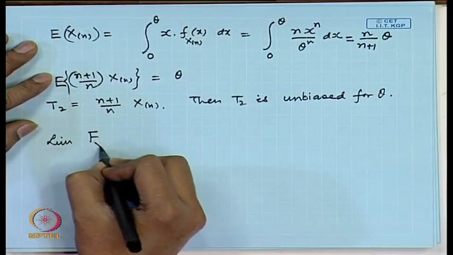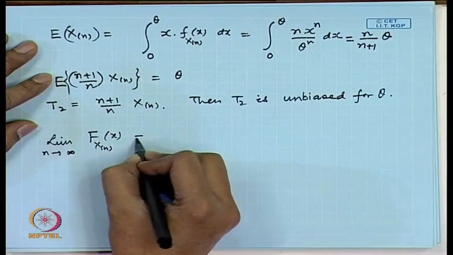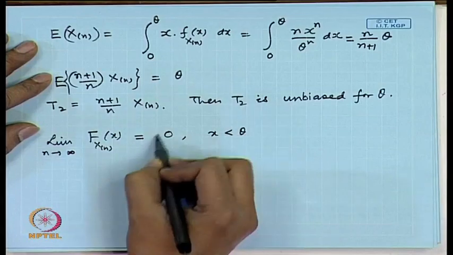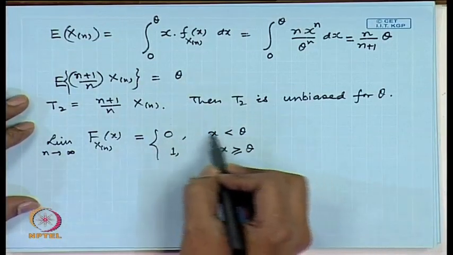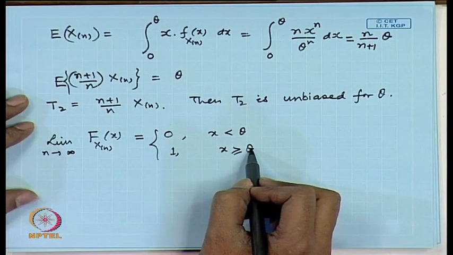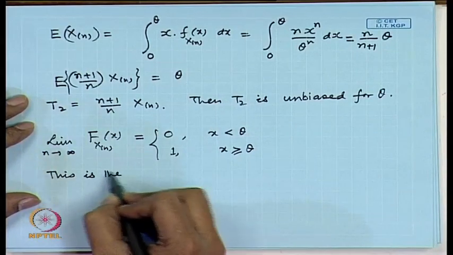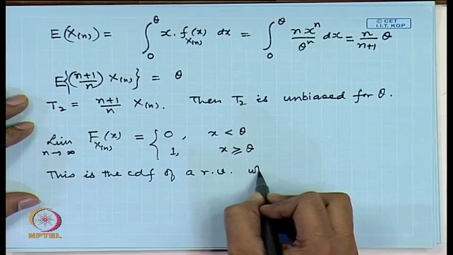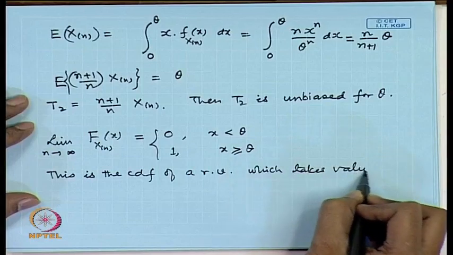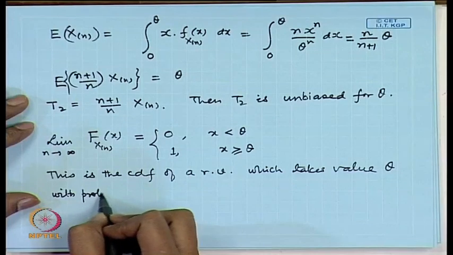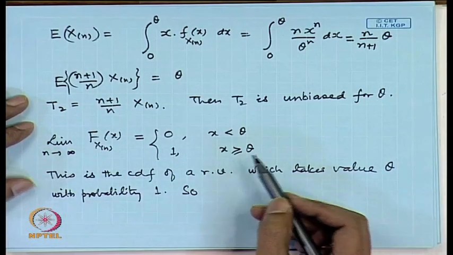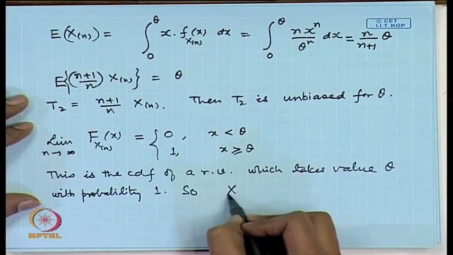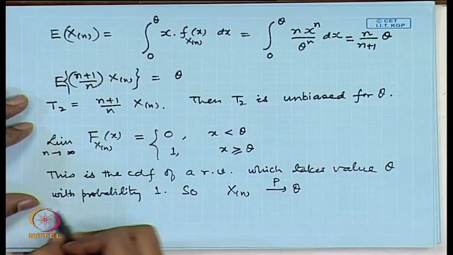So, if I consider, say, the limit of F of X_(n) as n tends to infinity, then this is equal to 0 for x less than theta, and it is equal to 1 for x greater than or equal to theta. Now, this denotes the distribution of a random variable which takes value only theta. This is the CDF of a random variable which takes value theta with probability 1. So, basically we have proved that X_(n) converges to theta in distribution, but theta is a constant, therefore, it is equivalent to saying X_(n) converges to theta in probability. In fact, this fact can also be proved in a different way.